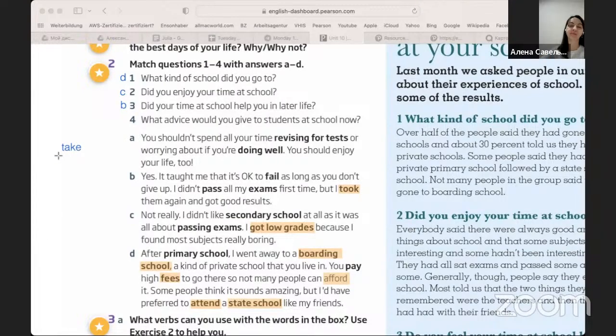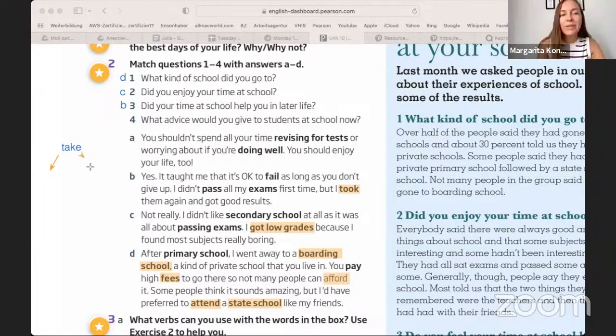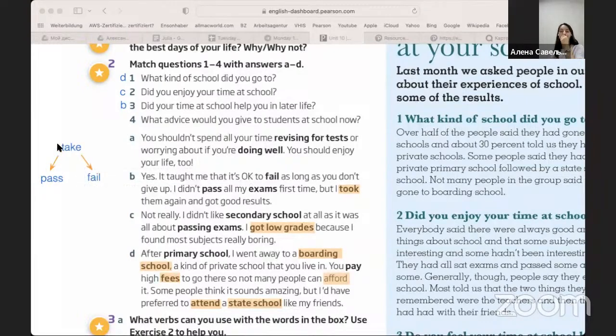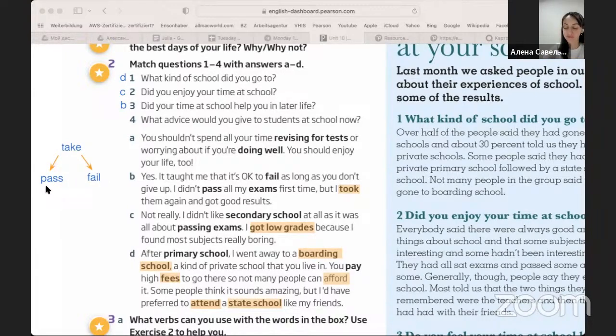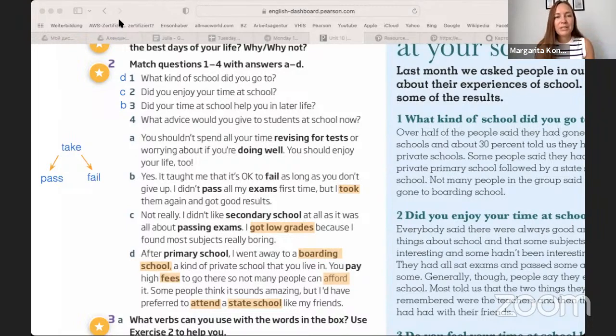After you take the exam, you get your result, and you either pass it or fail it. Okay? So to take the exam is you don't know your result yet. You go and do the test, right? And to pass is already to get a positive result. Fail is to get a negative result. Okay, good. So, and he says, I didn't pass all my exams from the first time, but I took them again.